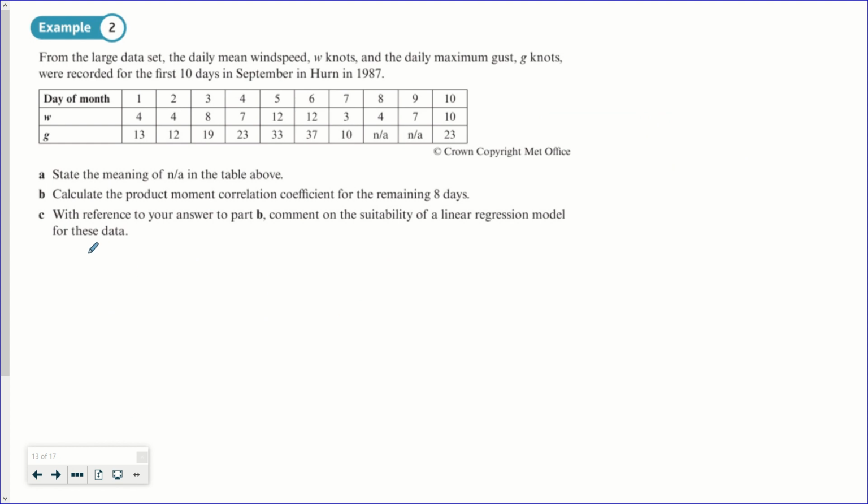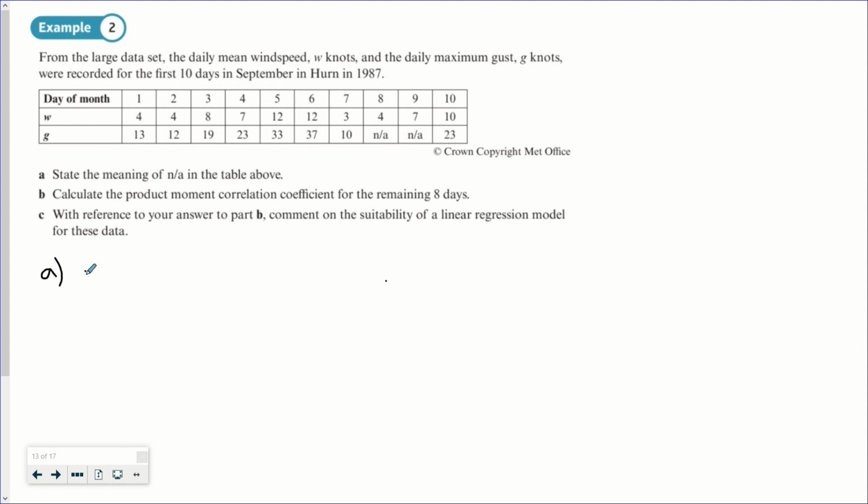So let's look at example 2. In example 2, we're actually given some data from the large data set, which is daily mean wind speed measured in knots and the daily maximum gust, which is also measured in knots. And it says they were recorded for 10 days in September in this place in 1987. So in part A, it says state the meaning of NA in the table above.